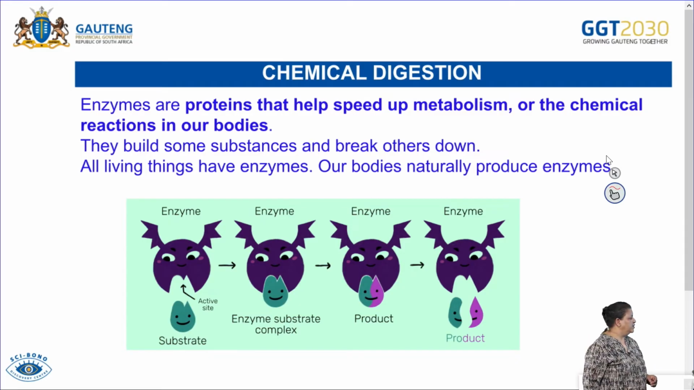Okay, now here you can see that enzymes are protein. What is an enzyme? It's a chemical, but what kind of a chemical? Is it a fat? Is it a sugar? Is it a protein? Is it a vitamin? No, an enzyme is a protein that helps to speed up metabolism. Remember, we learned about metabolism, the building up and the breaking down of molecules.